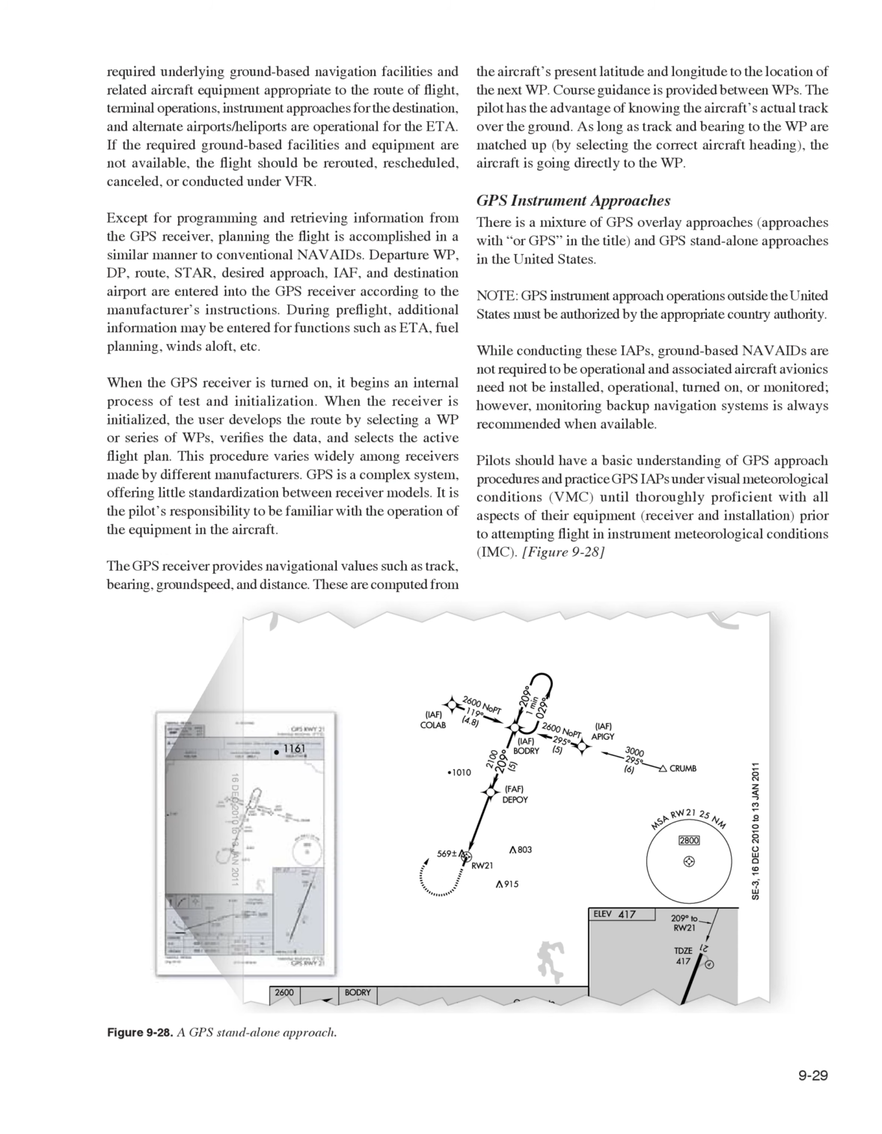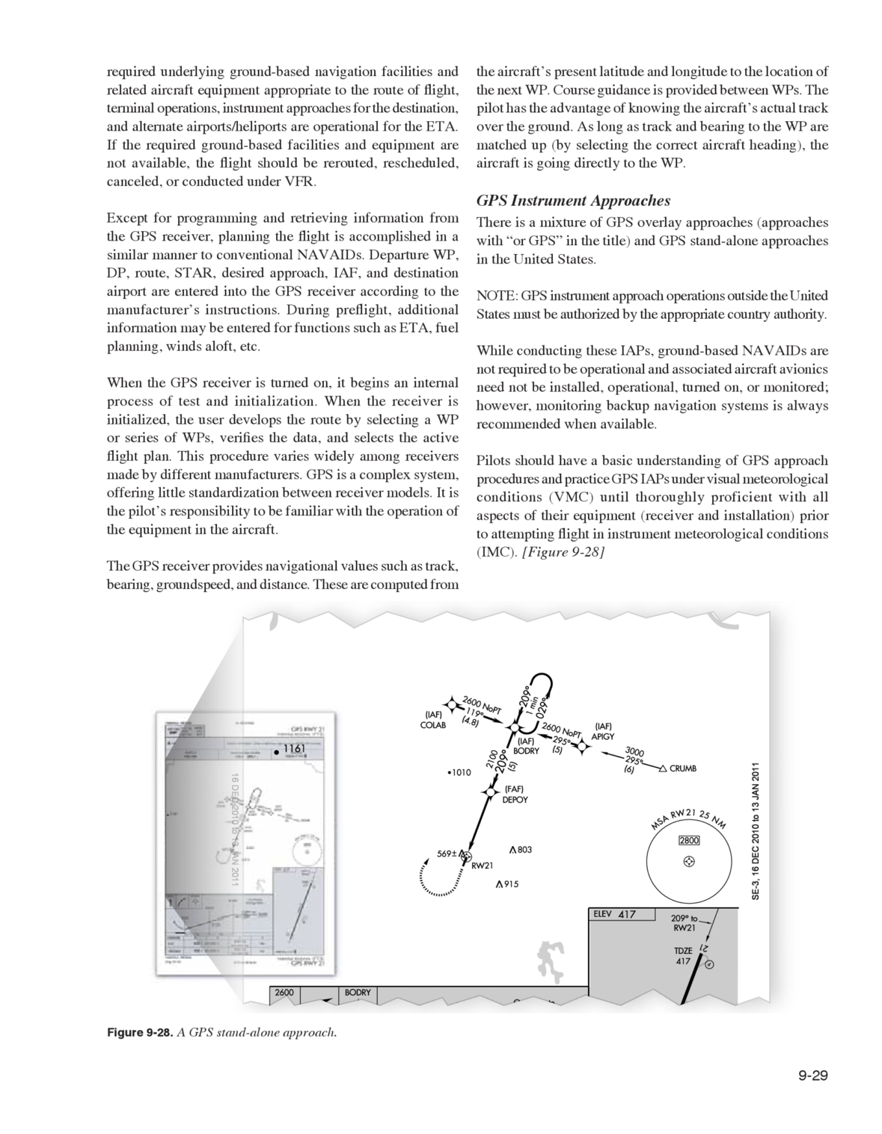required underlying ground-based navigation facilities and related aircraft equipment appropriate to the route of flight, terminal operations, instrument approaches for the destination, and alternate airports/heliports are operational for the ETA. If the required ground-based facilities and equipment are not available, the flight should be rerouted, rescheduled, cancelled, or conducted under VFR.